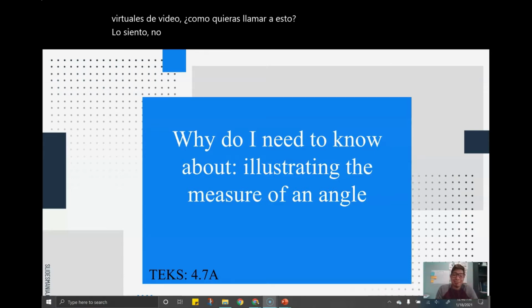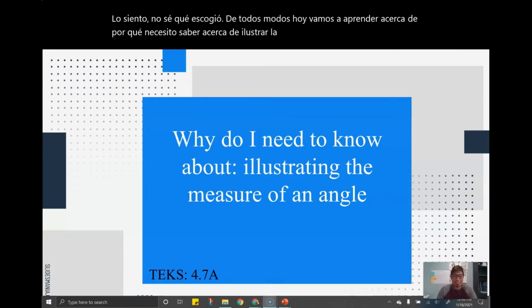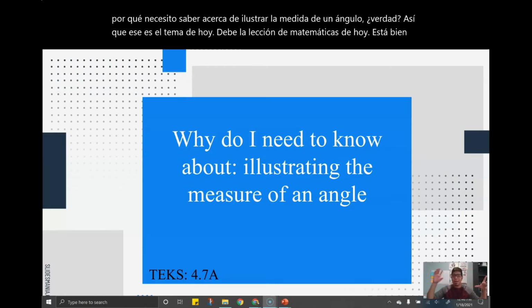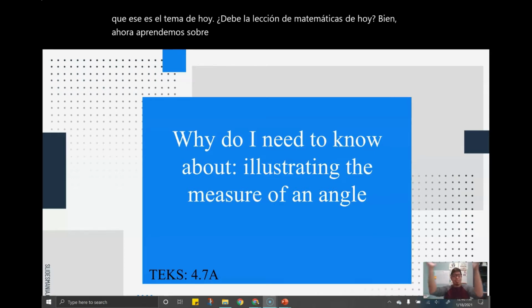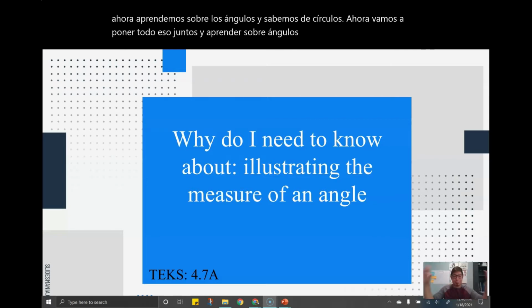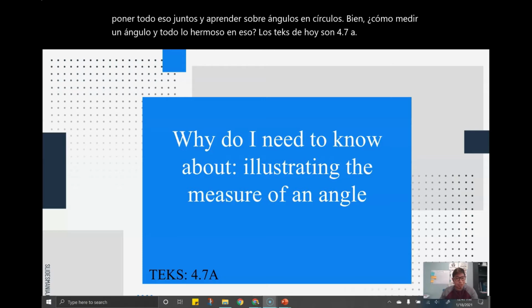Anyways, today we're going to be learning about why I need to know about illustrating the measure of an angle, alright? So that's today's math lesson. We learned about angles and we know about circles. Now we're going to put that all together and learn about angles in circles, how to measure an angle and everything. Today's TEKS is 4.7A. Let's get started, shall we?